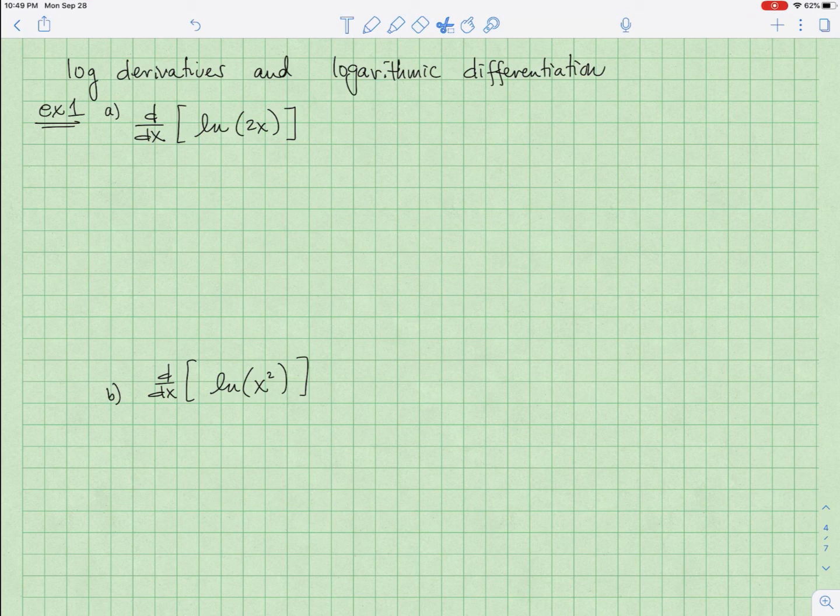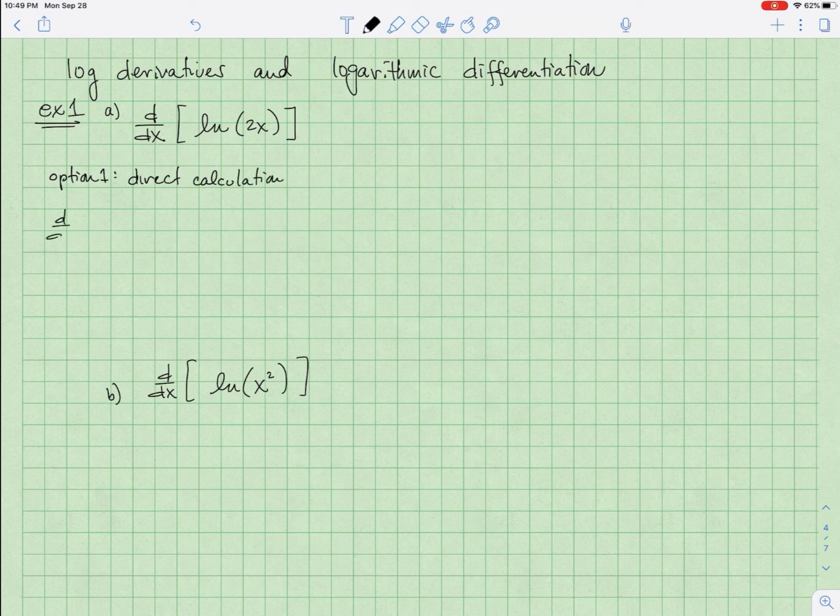Log derivatives are just derivatives that involve logarithms. So let's get started here. There's a couple of things I want to say. There are two ways to go about any log derivative. And for the most part, you more or less can choose either route. So option one, direct calculation. What do I mean by that?